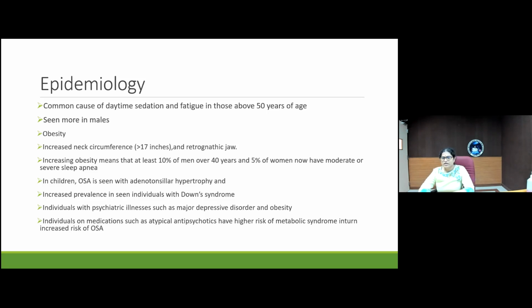Individuals while on medications, especially those with psychiatric conditions such as depression and psychosis, at times have increased risk of OSA. One, because of the condition and poor lifestyle. Second, due to the medications, especially with atypical antipsychotics, wherein there is increased risk of metabolic syndrome, which increases the risk of obesity and ultimately the risk of OSA.